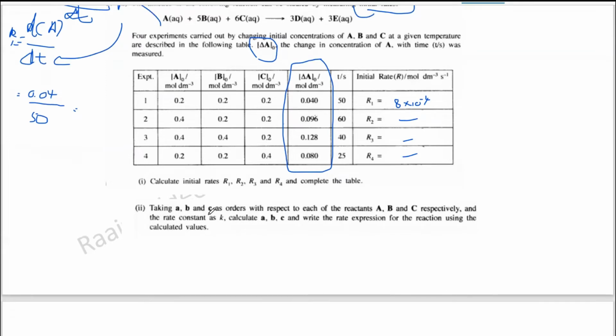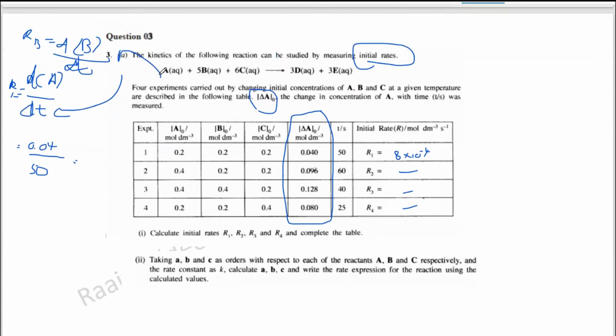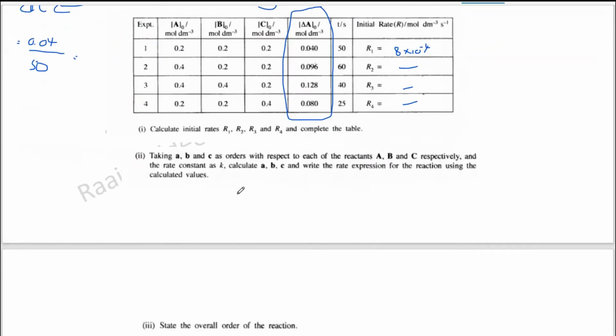And then taking a, b, c as the orders with respect to each component, now we are going towards the rate law. You can write down the rate law as rate is equal to k times the concentration of A to the power a, because they have given the orders, then the concentration of B to the power b, and the concentration of C to the power c. So this will be our rate order, and what you have to do is calculate a, b, and c.